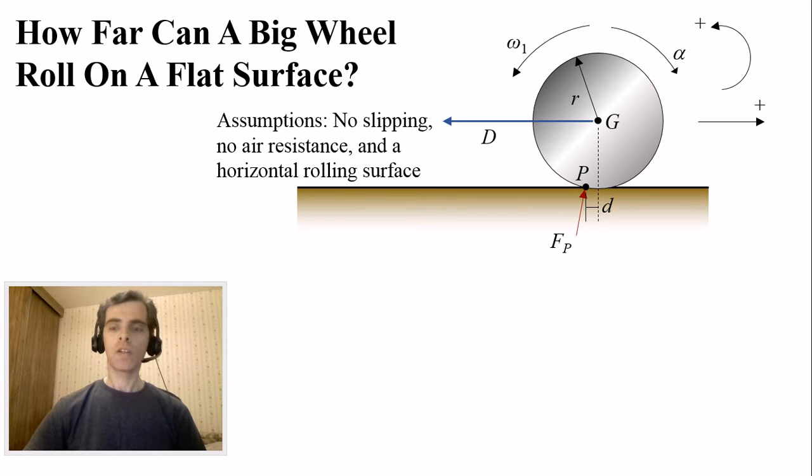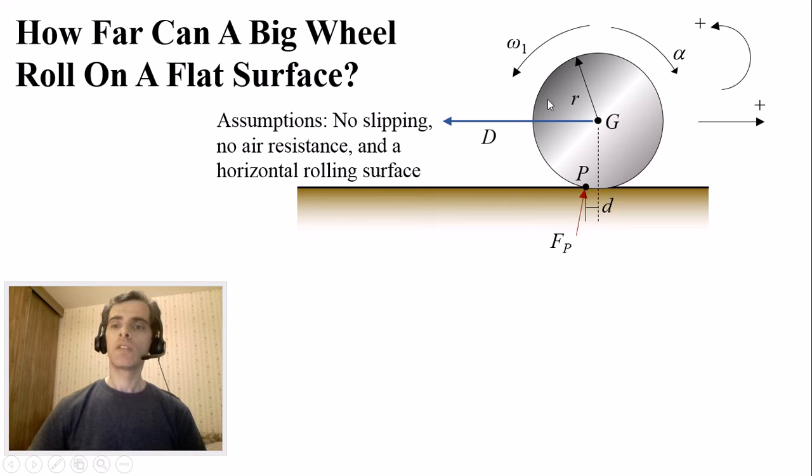the problem. So shown here is a wheel with a radius r, and the center of mass of the wheel is denoted by G. And since this is a uniform wheel, then the center of mass G corresponds with the geometric center of the wheel. And we wish to determine the distance D that the wheel rolls, which can be thought of as the distance that the center of mass moves in the horizontal direction.